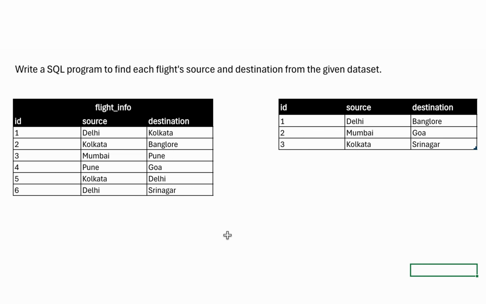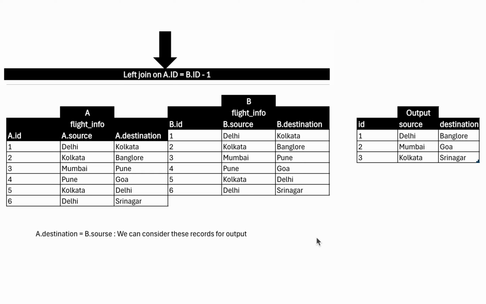Now let's look at the approach for solving this problem. Initially we had a dataset called flight info, and from this flight info dataset we have created two more datasets, table A and table B, and we have joined these two datasets using this condition, which is left join on a.id equal to b.id minus 1.